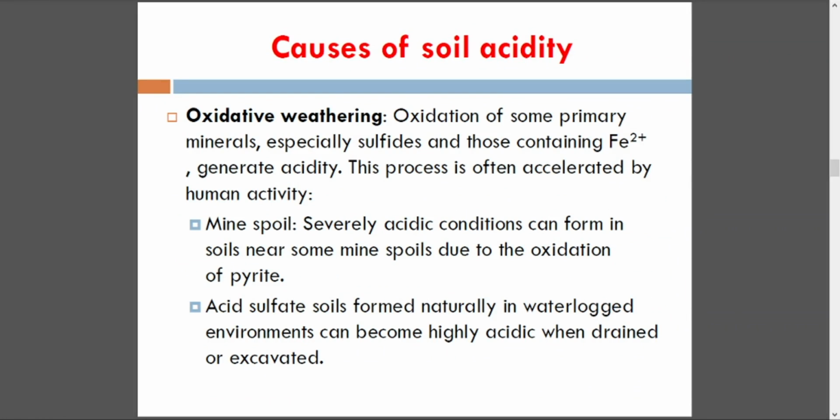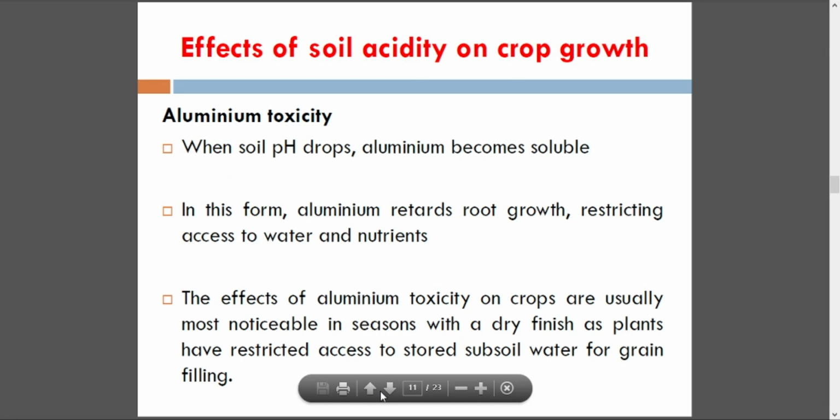So the other cause of soil acidity is oxidative weathering, and we see that oxidation of some primary minerals, especially sulfides, can generate acidity in the soil. And we also see that human activities actually increase the rate of these processes. And now let's look at the effects of soil acidity on crop growth.